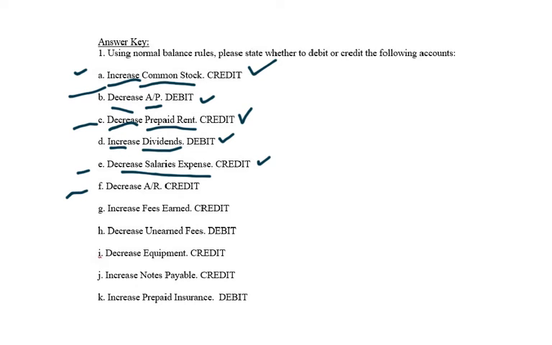Right. F is decreasing accounts receivable. So again, what's AR? AR is an example of an asset account. So normal balance is a debit. So if we're decreasing it, therefore we need to credit it in that instance.